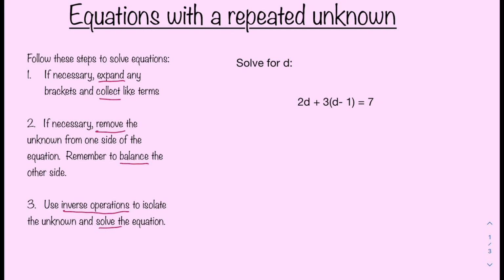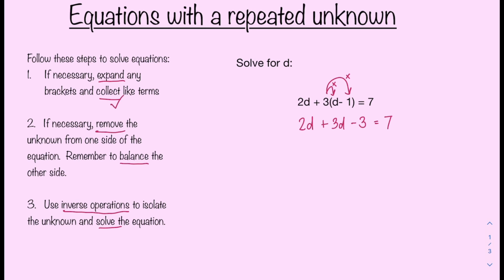So let's get started. We first see that there is a bracket, so we will expand the bracket first. In order to expand the bracket, we need to times. So we keep the 2d as it is, and times 3 to d, so that's going to give us 3d. 3 times negative 1 is negative 3 equals to 7.